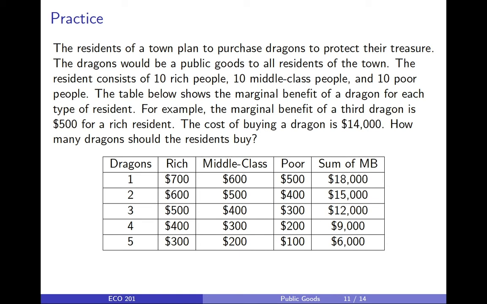$18,000. We need to do this for each dragon, which you can see in the column added on the far right of the table. Now that we have the sum of the marginal benefits, we can compare this to the marginal cost of purchasing the dragons. Each dragon has a marginal cost of $14,000. We can see that it is only worth it to the residents to purchase a dragon if the sum of the marginal benefits exceeds the cost of purchasing the dragon. In this example, the residents should only purchase 2 dragons.